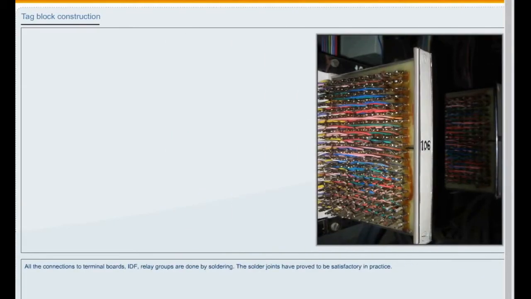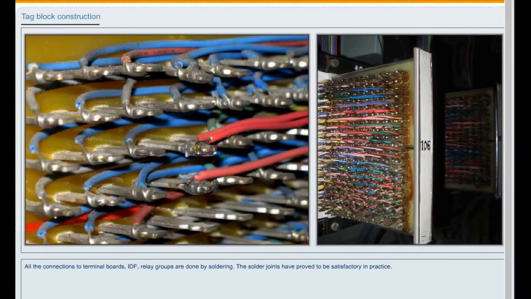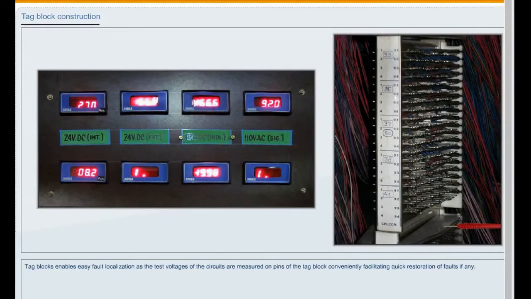All the connections to terminal boards and IDF relay groups are done by soldering. The solder joints have proved to be satisfactory in practice. Tag blocks enable easy fault localization as the test voltages of the circuits are measured on pins of the tag block, conveniently facilitating quick restoration of faults, if any.